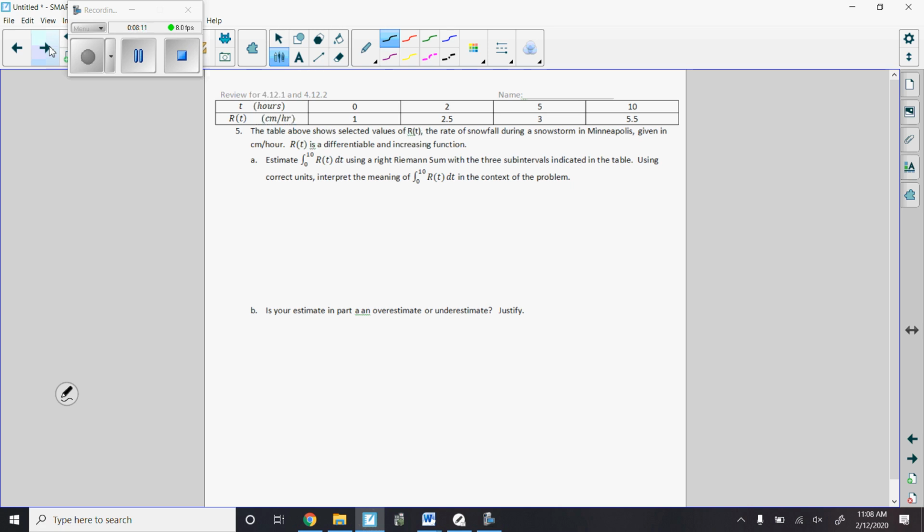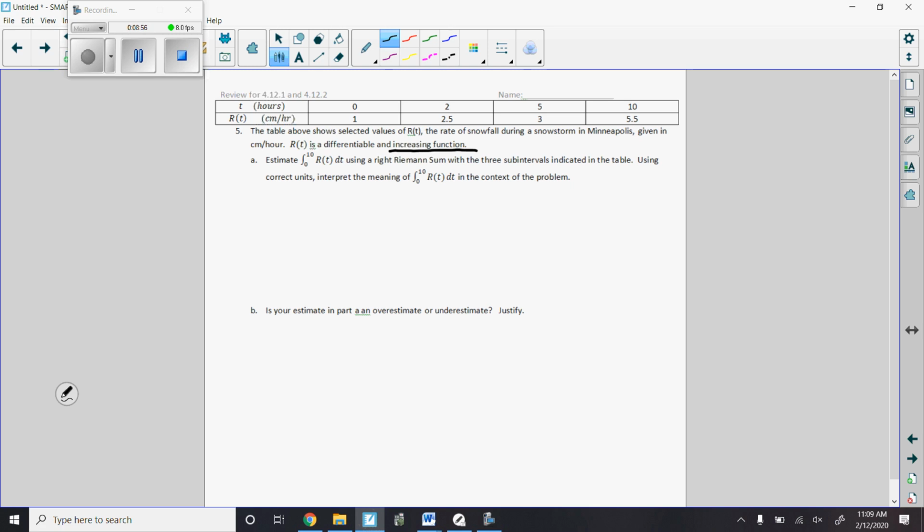And what it says is the table above shows selected values of R of t, the rate of snowfall during a snowstorm in Minneapolis, given in centimeters per hour. So R of t is measured in centimeters per hour. It says that twice, in the table and in the prompt. Then it also says R of t is differentiable. That's important for when we use our theorems: we can do the mean value theorem, the intermediate value theorem. It doesn't really come up in this particular problem. But it also says R of t is an increasing function. That's going to be helpful for me. I'm going to underline that increasing function part.